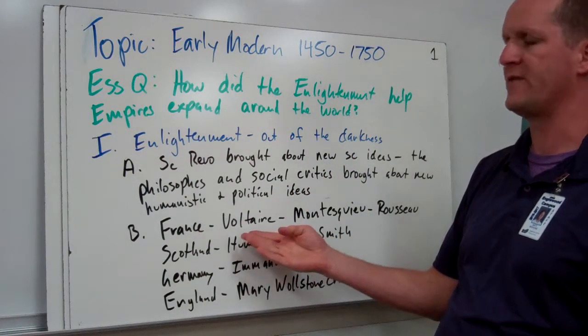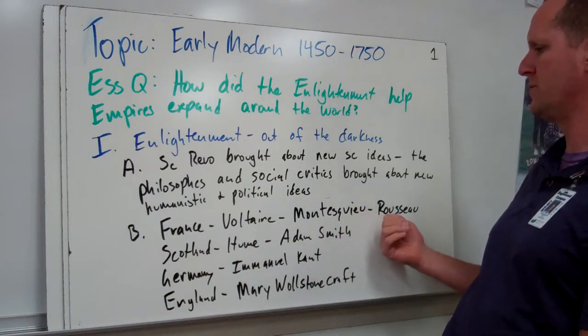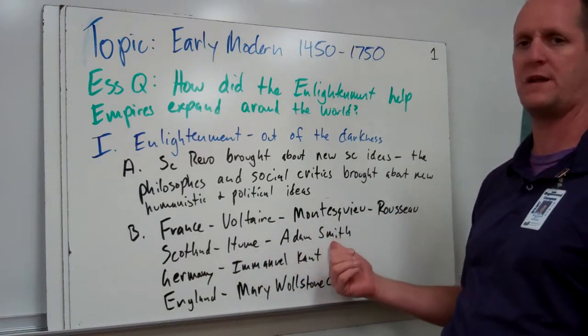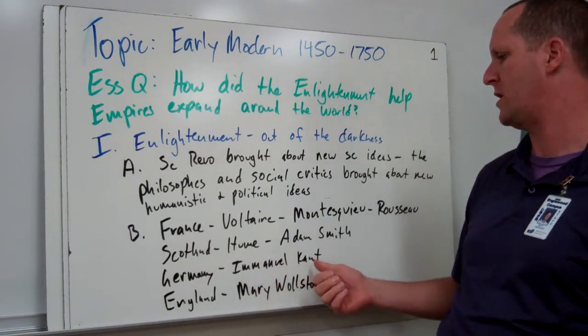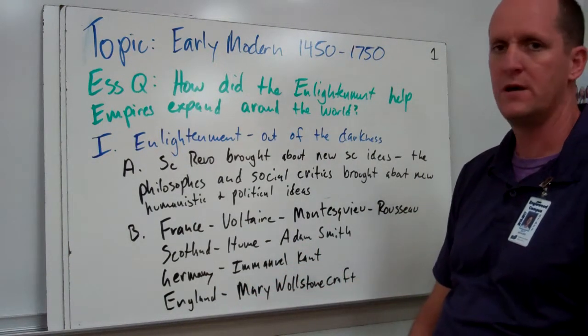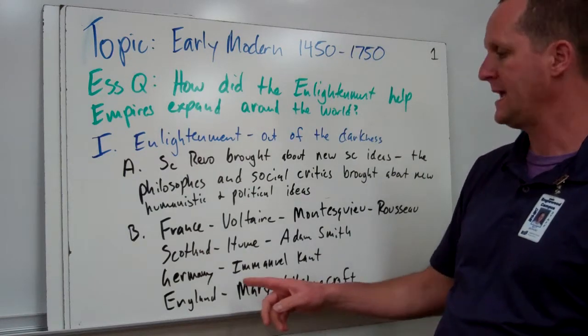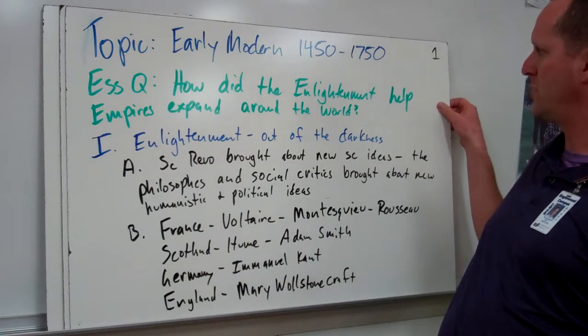From France, you have the likes of Voltaire, Montesquieu, Rousseau. Scotland, Hume, Adam Smith, huge in economics. Germany, Immanuel Kant. And then you've got from England, Mary Wollstonecraft.